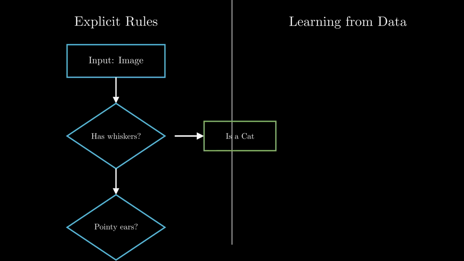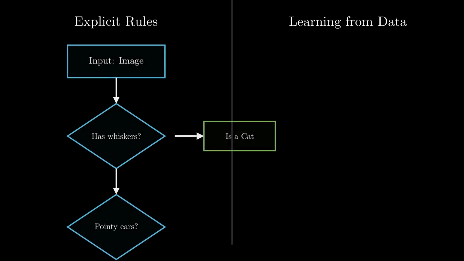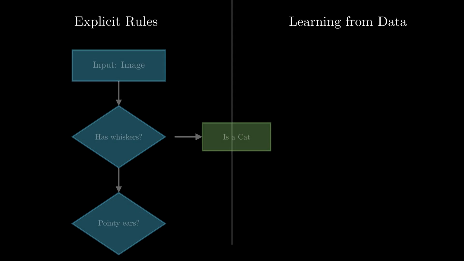Imagine you're the programmer. You'd have to think of every possible rule that defines a cat. You might start by telling the computer to check for whiskers. If the image has whiskers, great, but what if it doesn't? Or what if a dog has whiskers? Okay, so you add more rules. Does it have pointy ears? Does it say meow? Is its body a certain size? What about tail length? What about different breeds? A Persian cat looks very different from a Sphinx.